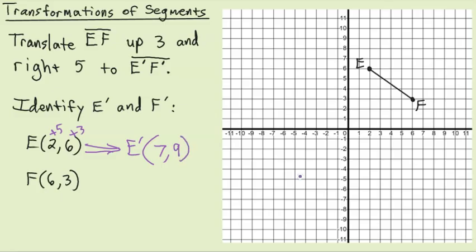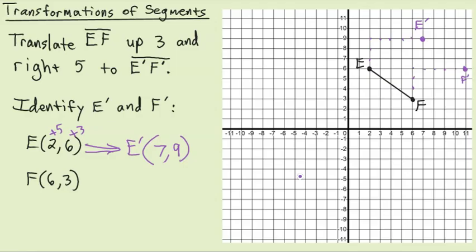So 7, 9, that's right here. Okay, E prime. And we can make sure, we can start here and go up 3, 1, 2, 3, and then 1, 2, 3, 4, 5. And sure enough, there we are. And if we do the same thing with F, up 3, 2, 3, 1, 2, 3, 4, 5. It looks like F prime winds up at 11, 6.